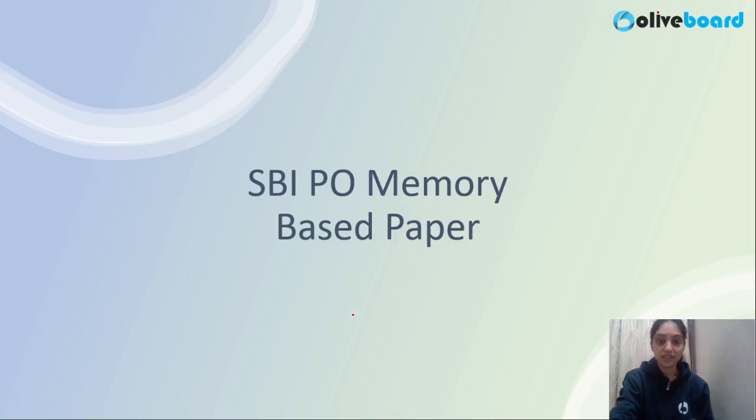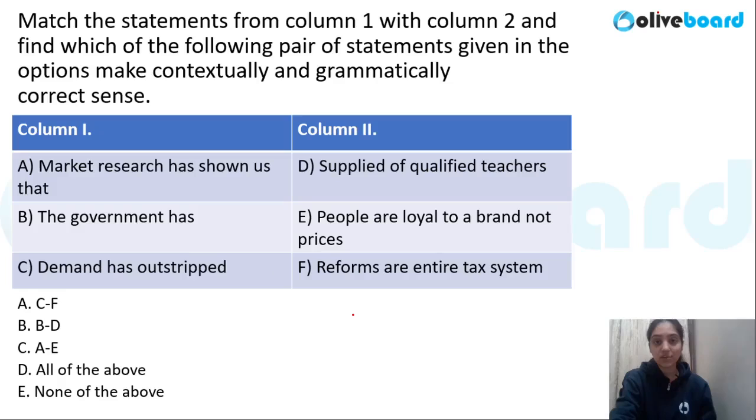So, let us begin. The SBI PO memory based exam as it was held in 2019. Now, these might not be the exact questions that appeared in the exam, but these are very close to the actual questions in terms of level of difficulty and pattern of questions. This is a match the column type of question. Here you have to match the phrases mentioned in column 1 in order to form meaningfully and grammatically correct sentences. So, let us go through all the options that are mentioned and let us use the option elimination technique in order to solve this question.